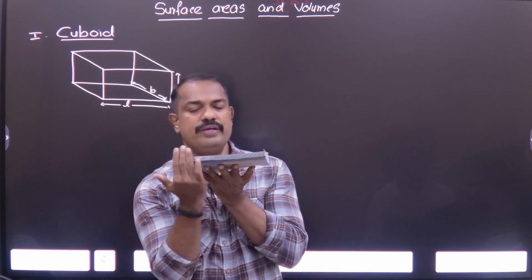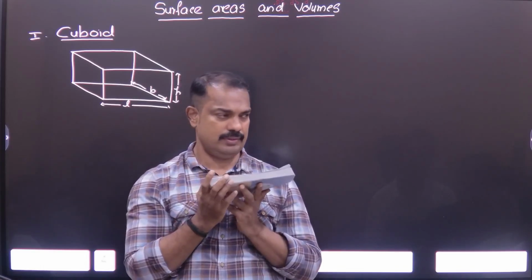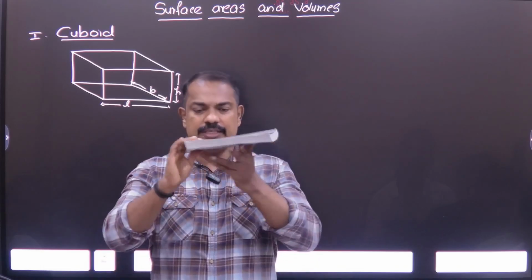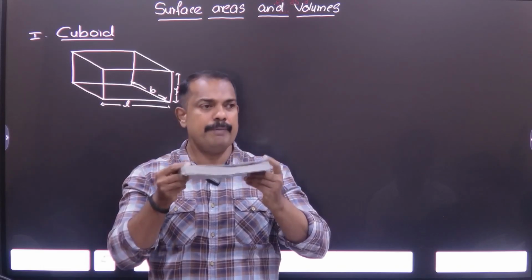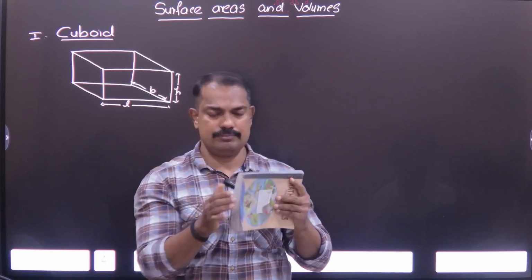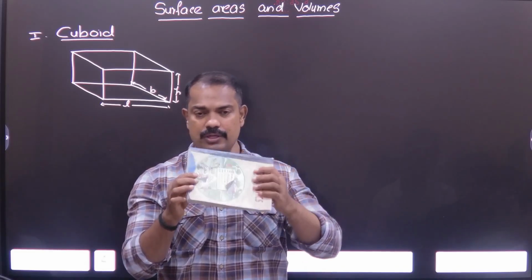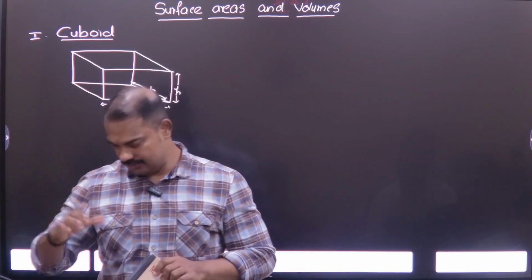What is the area of this face? LH. What is the area of this face? Total. What is the total surface area of the cuboid? 2LB plus 2BH plus 2LH, where 2 is common. So what will be the answer? 2 into bracket LB plus BH plus LH.